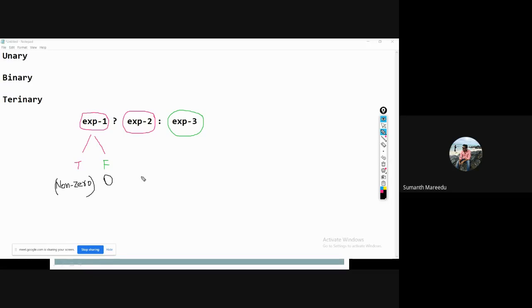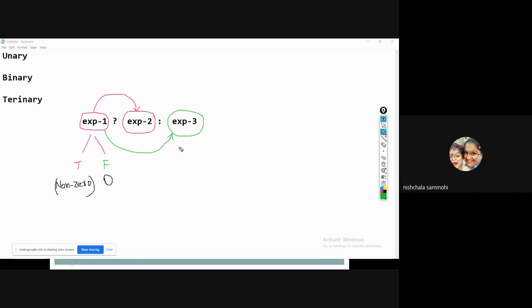So when this is true, it executes expression 2. If this is false, it executes expression 3. I told you already, either 2 or 3 will execute, never both of them. If it is true, expression 2. If it is false, expression 3. Clear?